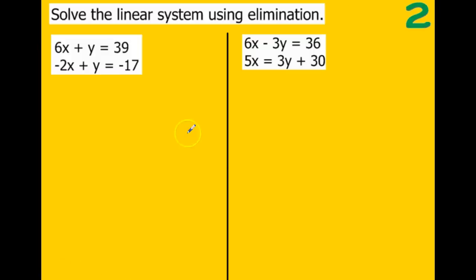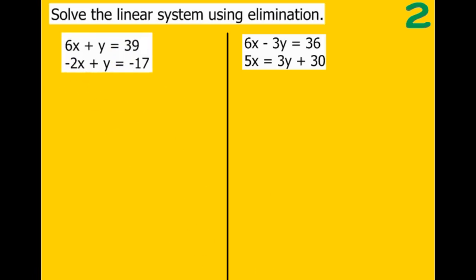Alright, let's try a couple more. Think about first, am I going to have to add or subtract these equations together? This is 6 and negative 2, so those aren't going to go away. But here we really have 1y and 1y. If I add those together, nothing's going to happen. So instead, I need to subtract.